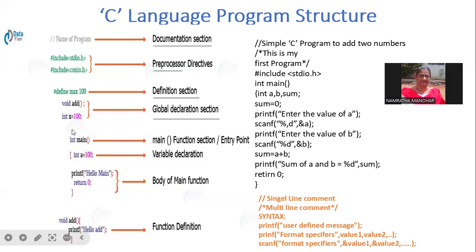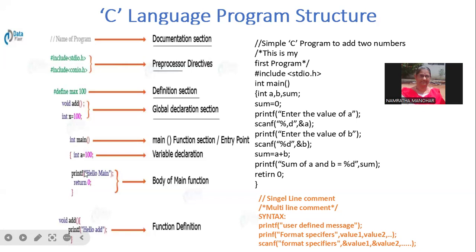Now, main is normally preceded by int or void. If you are writing int, then that means it should return some integer value, so you have to give return 0. Or you can also keep this blank, which is void. Then you need not give this return 0.